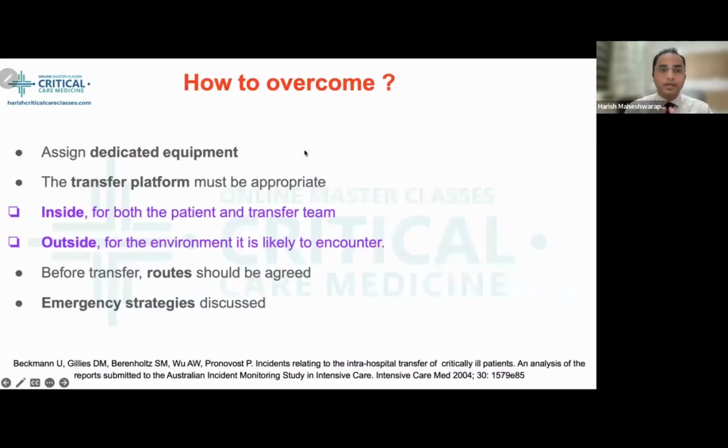How to overcome it? Assign dedicated equipment. So this is the transport ventilator, we will not touch it for any other purpose. This is the cylinder, always check that it is filled, and keep it dedicatedly separate.